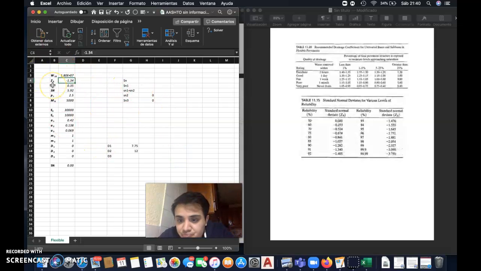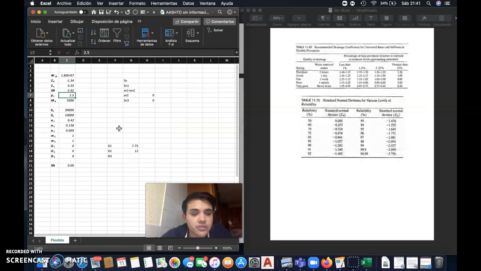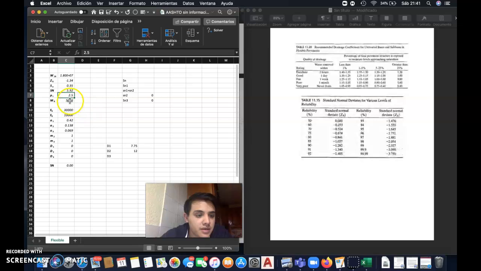Okay, I have a standard normal deviate, ZR, that is -1.34, because I have a reliability of 91%. I have a standard deviation of 0.35. It was a highway, and I have a PT of 2.5. That is what we have.